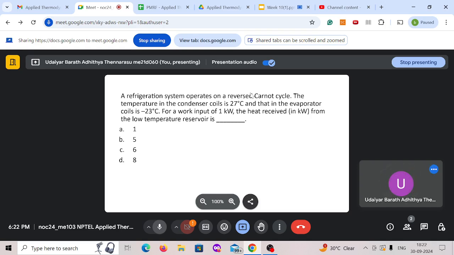So the heat which you are rejecting into the ambient in the condenser is always greater than W. So COP is always greater than 1 in the case of a heat pump.